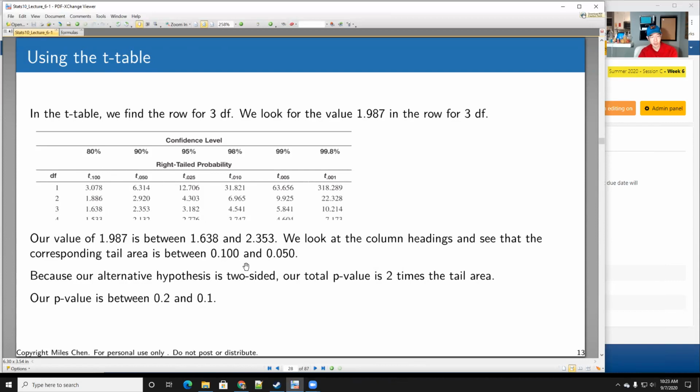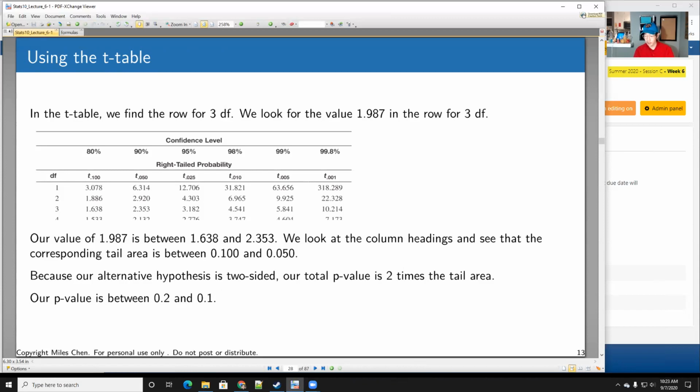And because our alternative hypothesis is two-sided, our total p-value is going to be 2 times our tail area. So if I double 0.1, I'm going to get 0.2, and if I double 0.05, I'm going to get 0.1. So whatever my p-value is, and I don't have an exact number, it's going to be between 0.2 and 0.1. And if I know my p-value is between 0.2 and 0.1, I know I will not reject the null hypothesis, because if my alpha is 5%, my p-value is greater than alpha.